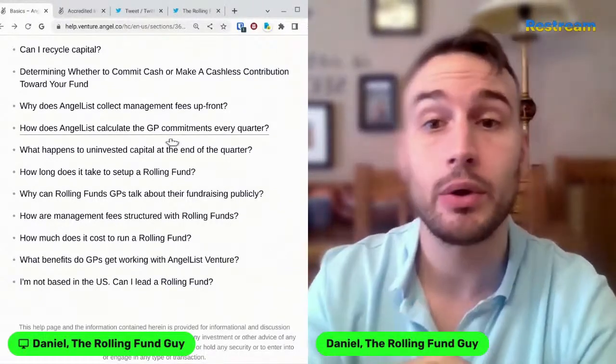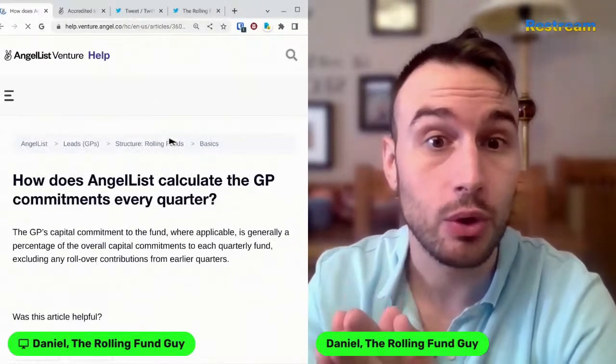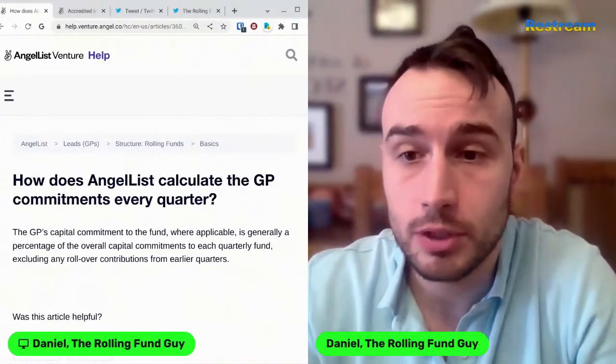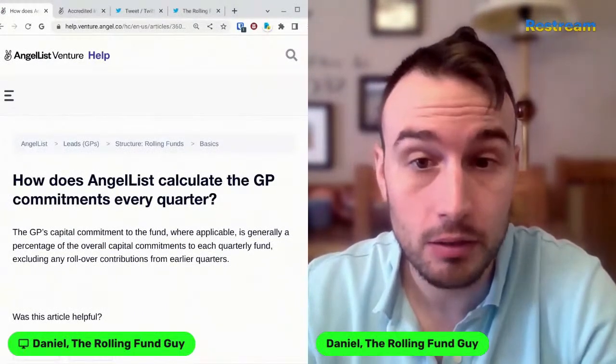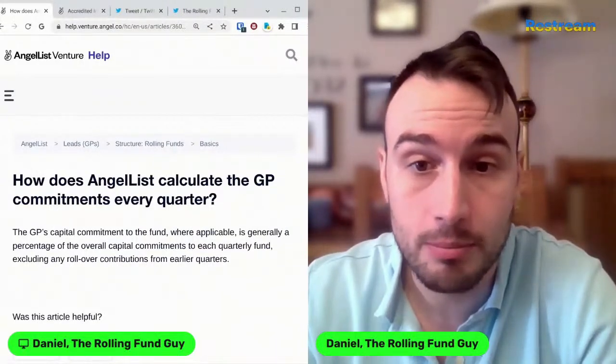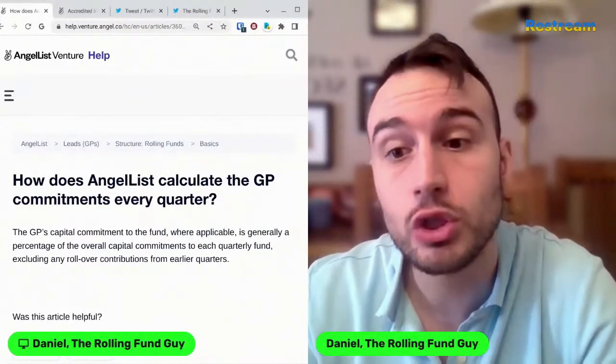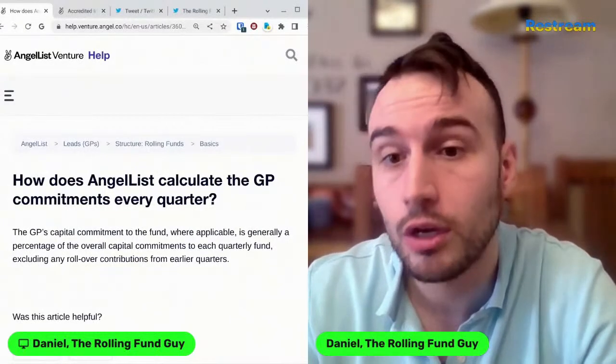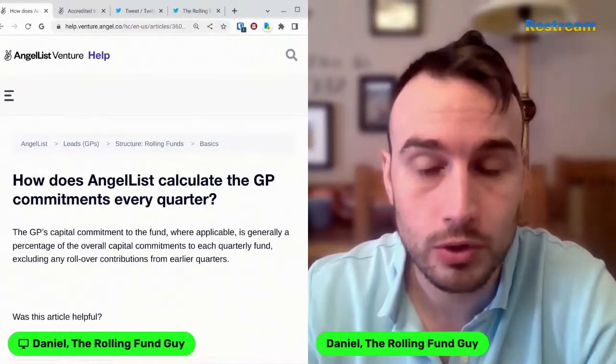How does AngelList calculate the GP commits every quarter? The GP's capital commitment to the fund, where applicable, is generally a percentage of the overall capital commitments to each quarterly fund, excluding rollover contributions from earlier quarters.